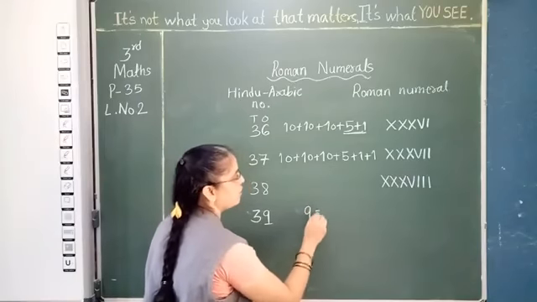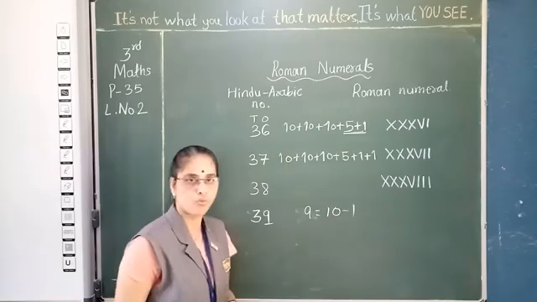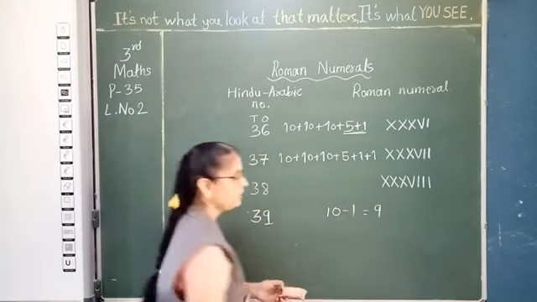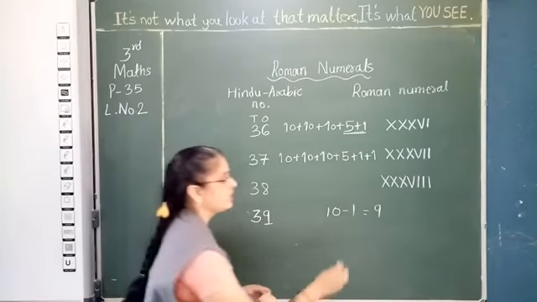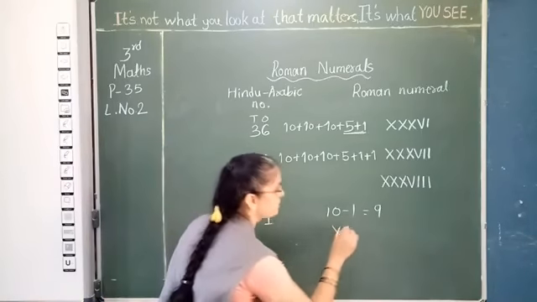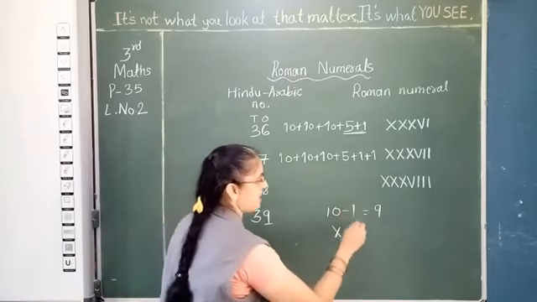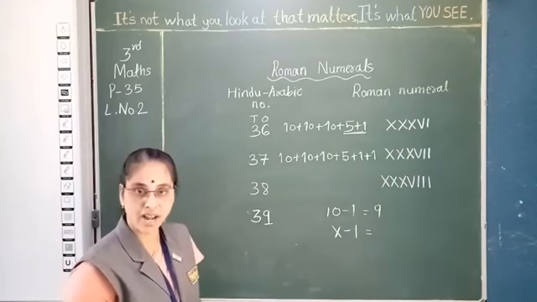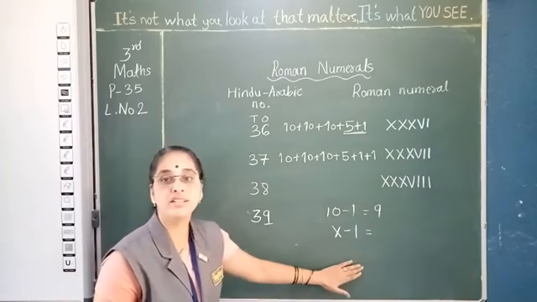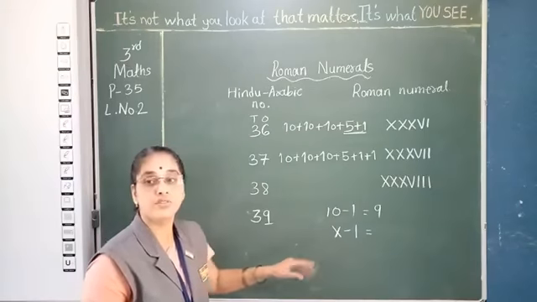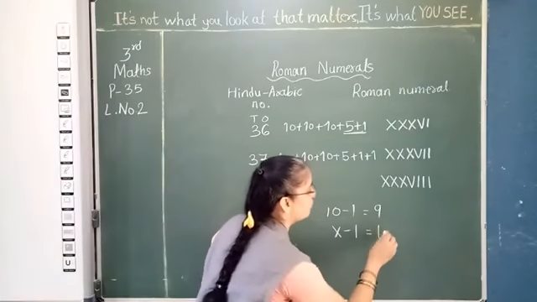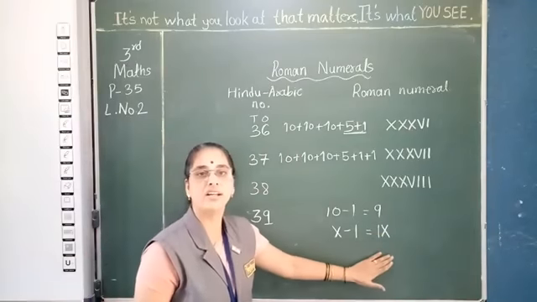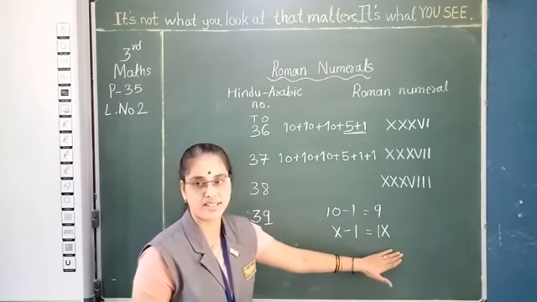So for 9, what are you doing? 10 minus 1. Yes. So how are we going to write it? For 10 which symbol are we using? That is X. Minus 1 means I. As we are doing the subtraction, how are we going to represent this number? We write the smaller symbol first and then the bigger symbol. So for 9 we write the symbol IX.